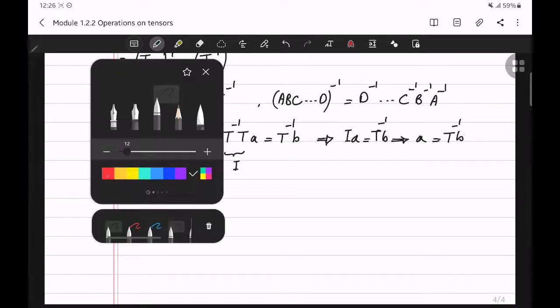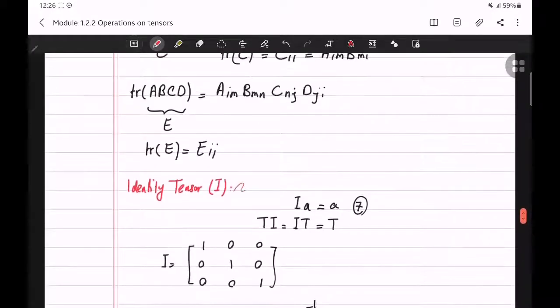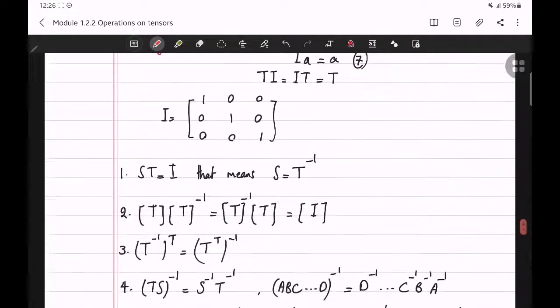And I guess I have to change the title to inverse of a tensor. Right.